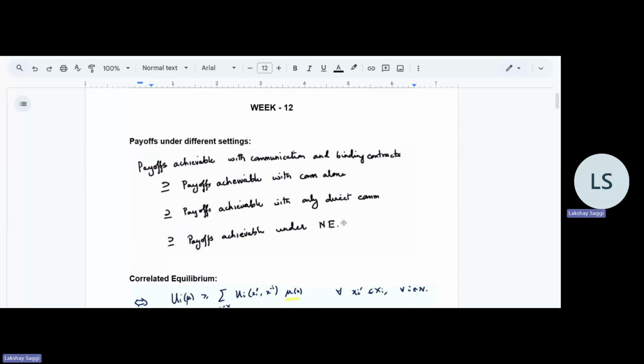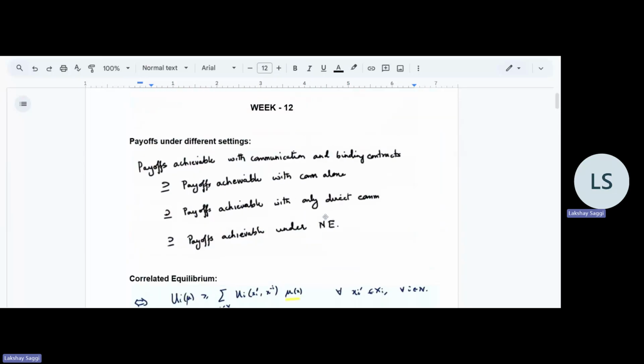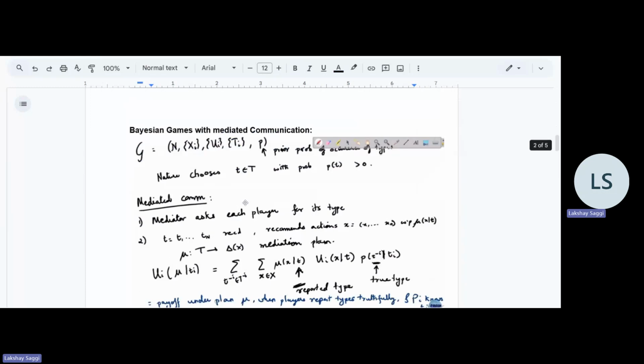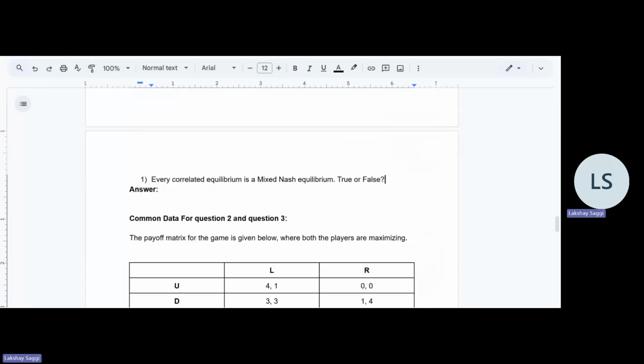One example is the prisoner's dilemma. In the prisoner's dilemma, which was discussed in the lecture, with indirect communication one could achieve some set of payoffs which were not achievable under Nash equilibrium. So there exist examples where a correlated equilibrium is not a mixed Nash equilibrium. So this statement is false.